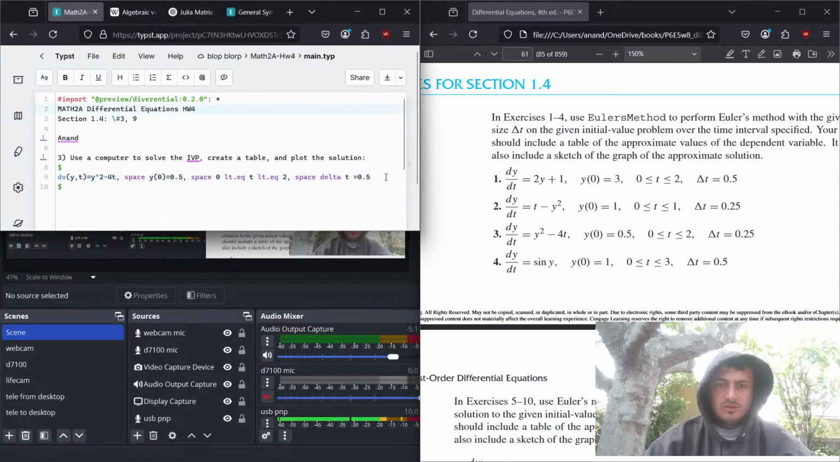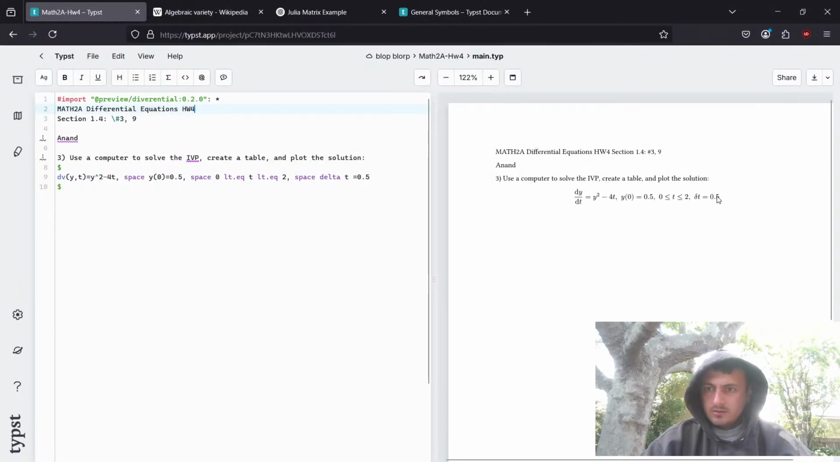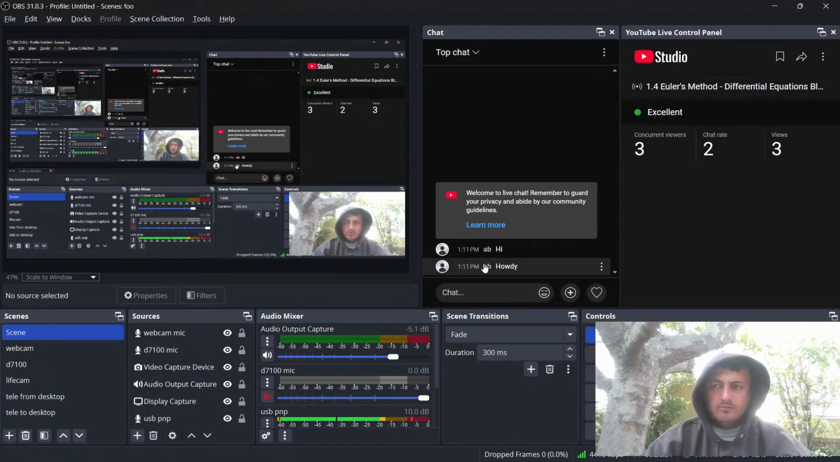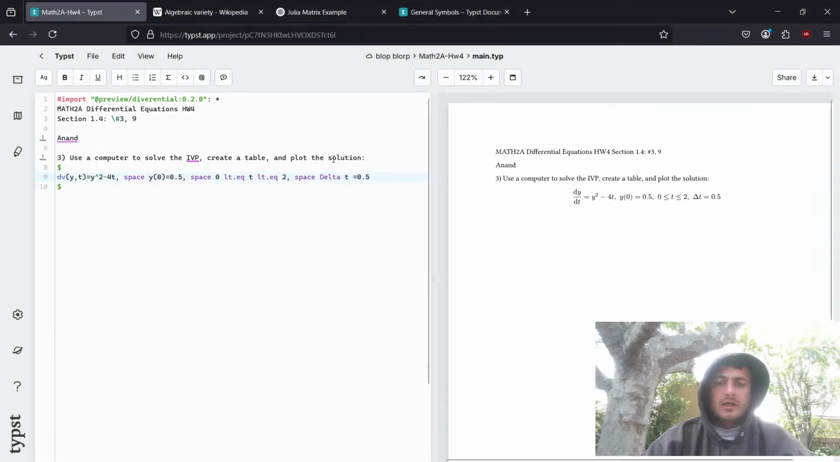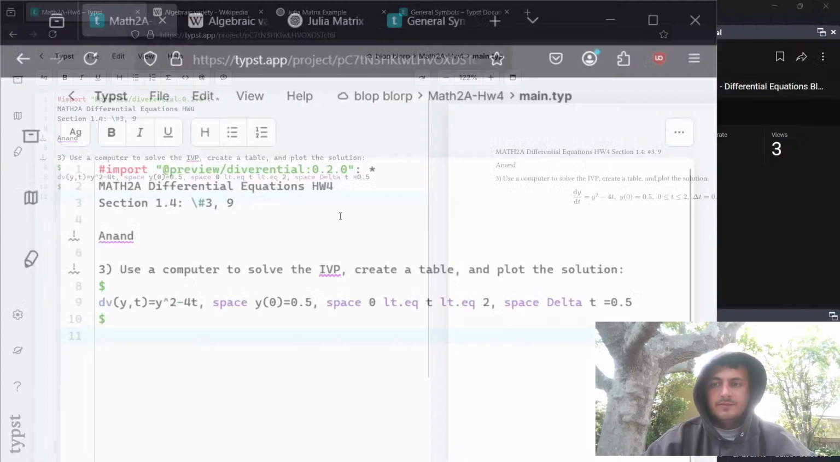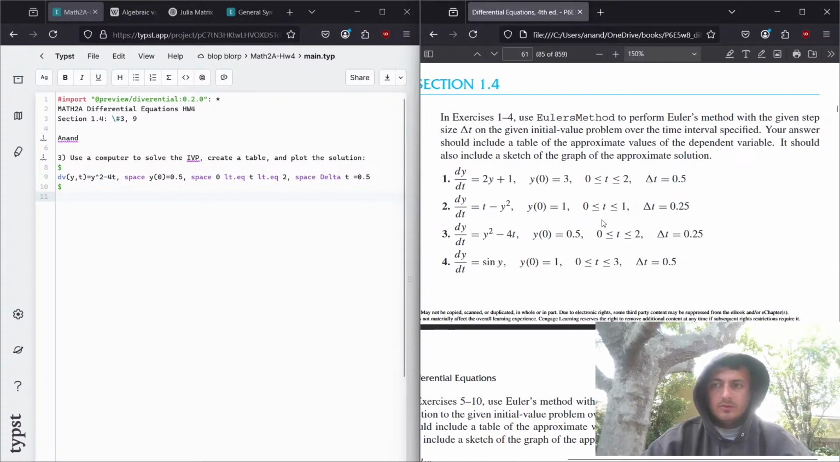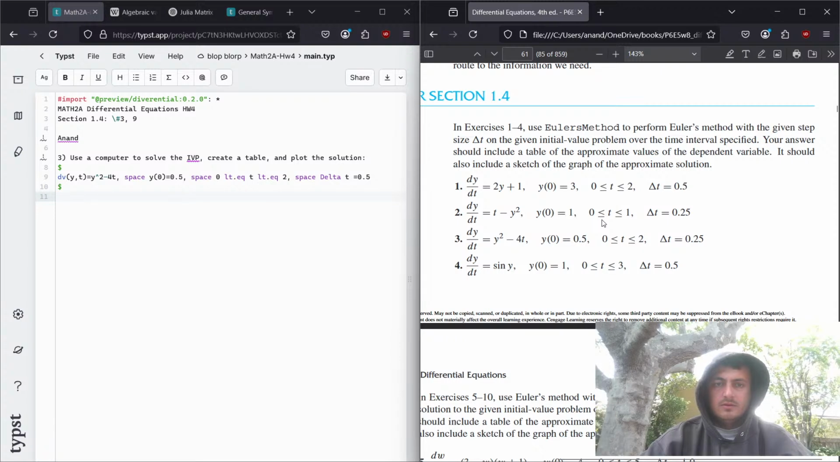Did this render properly? No, wait. I think this needs to be capital delta. There we go. Okay, so there we go. So that's the specification of the differential equation. I wonder how they want us to do this. Actually, what is the recommended?